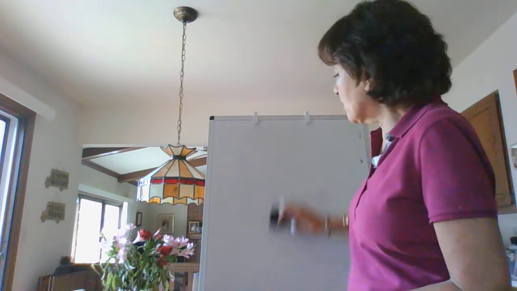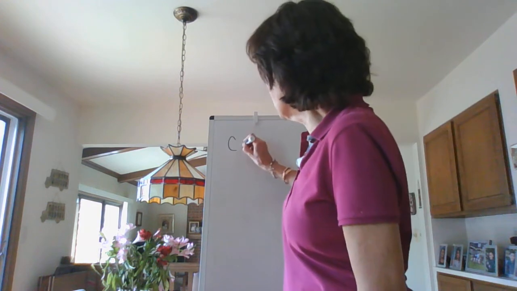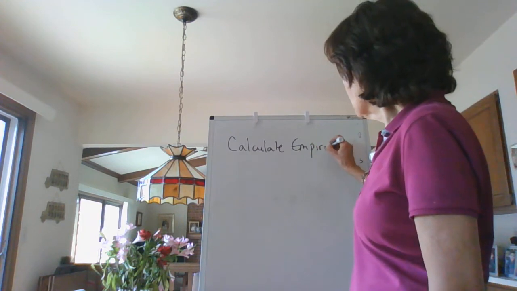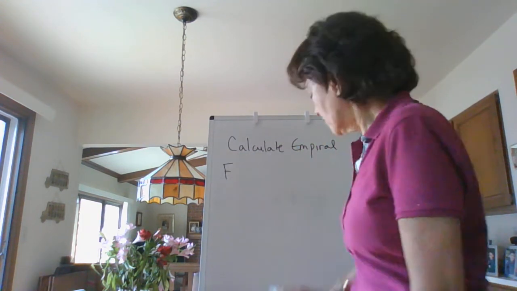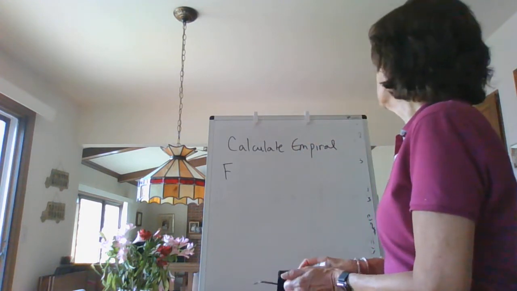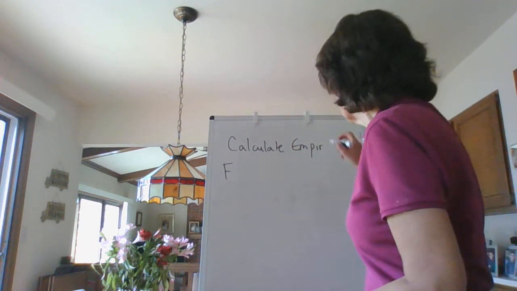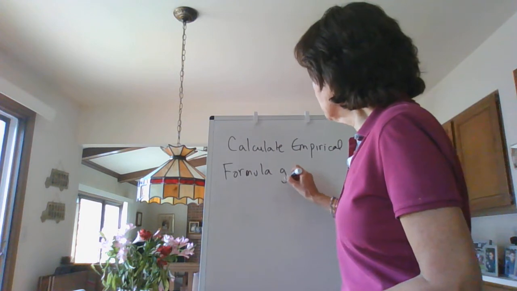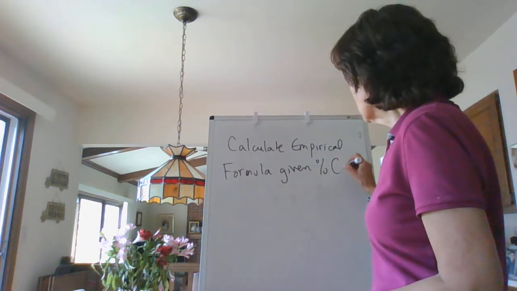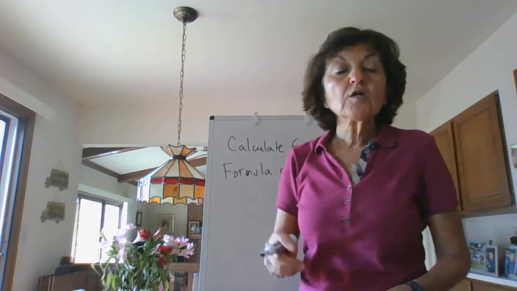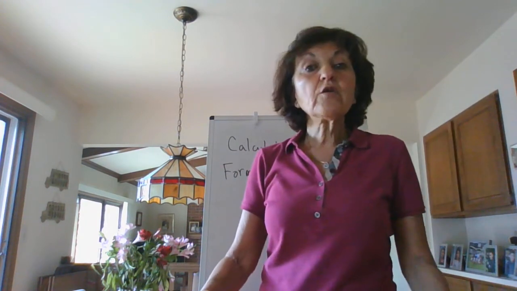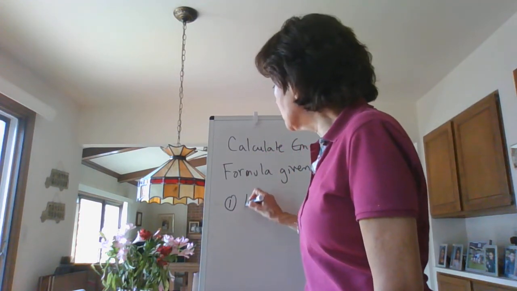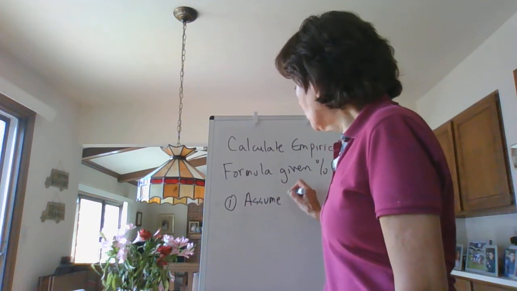But first we want to figure out how to calculate empirical formula given percent composition. So what do we do? Number one, if you are given percent, you assume a 100 gram sample.